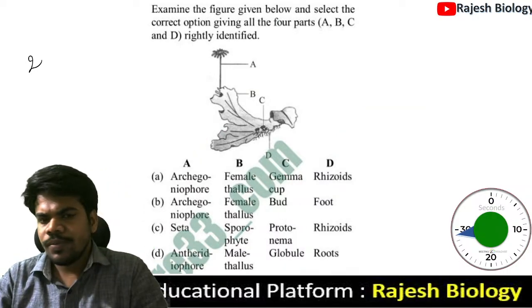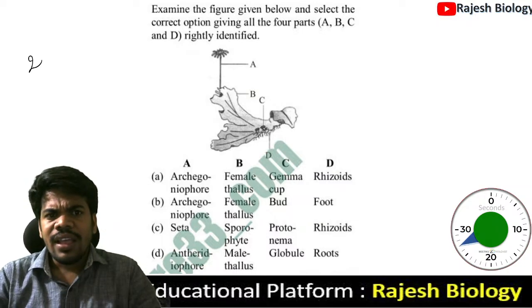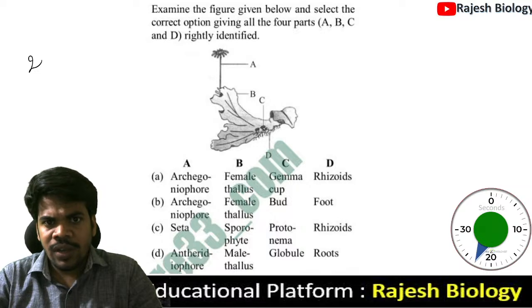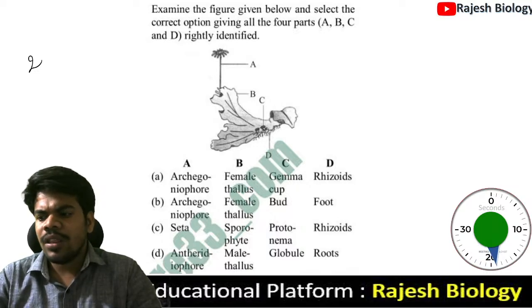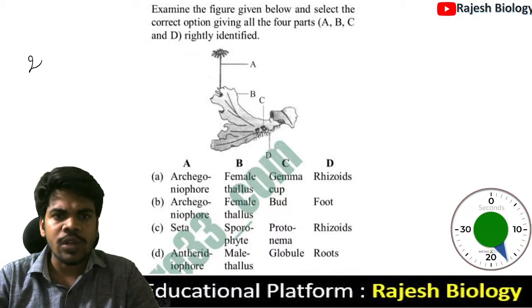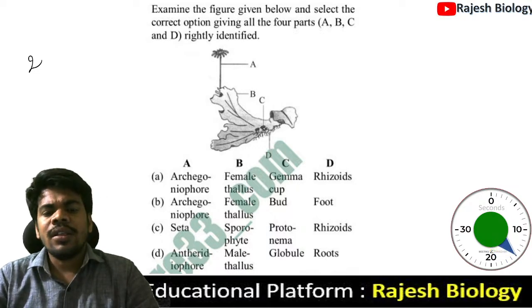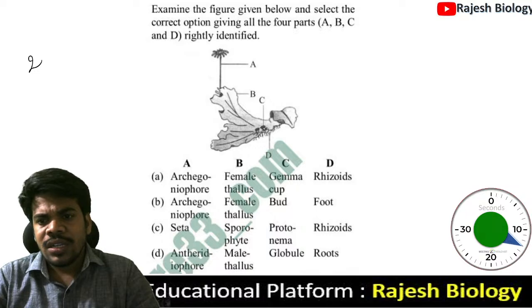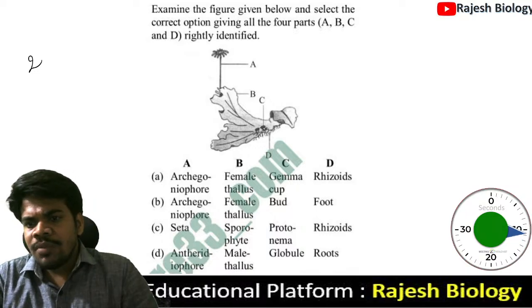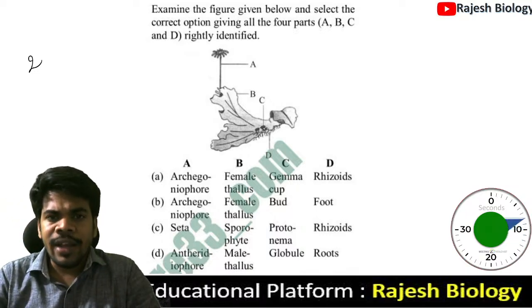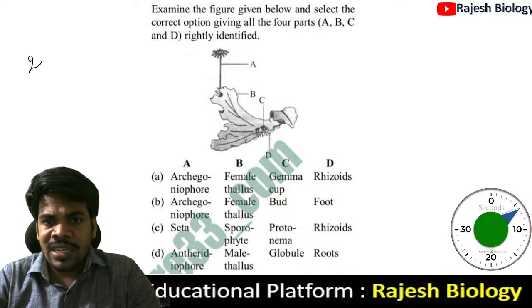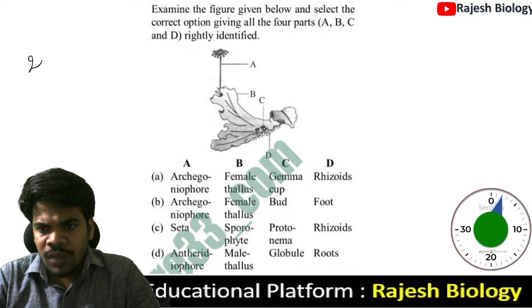Next, second question. Examine the figure given below and select the correct option giving all the four parts A, B, C and D. All these are previous NEET examination questions, and there is a chance to ask at least 2 to 3 questions based on the diagrams. All the diagrams from NCERT first and second year textbooks are very important. Few of them I mentioned here.